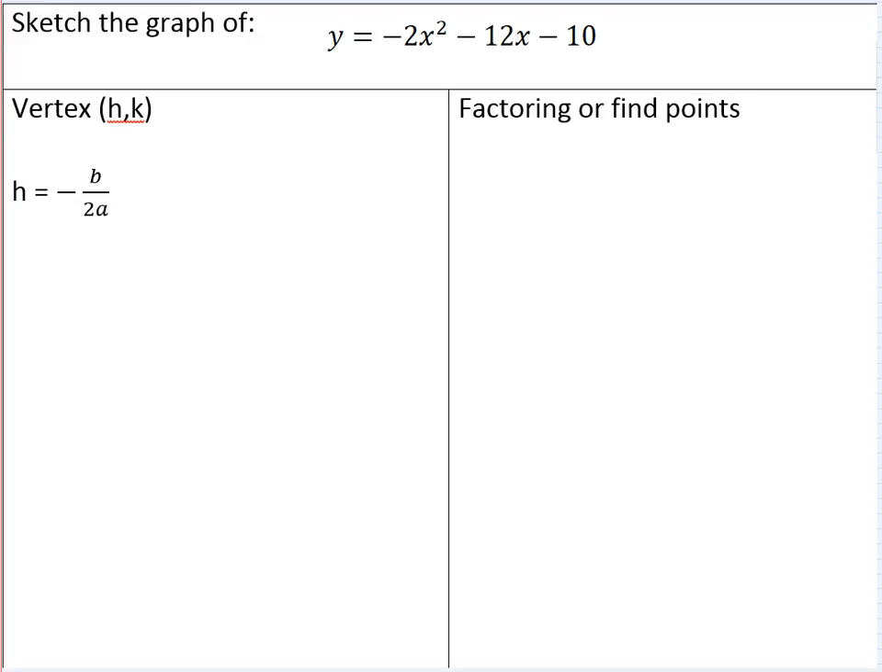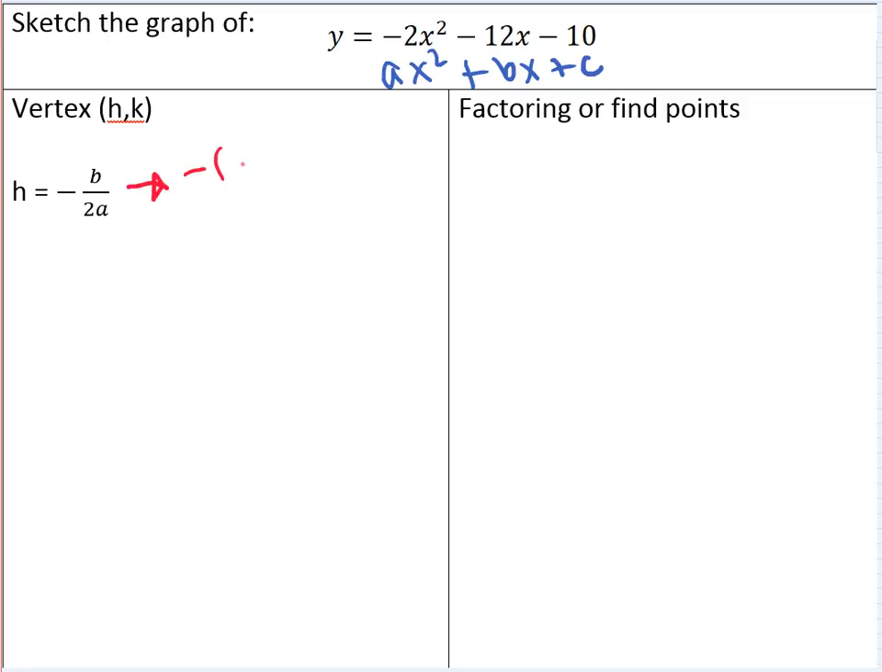Let's take a look at graphing negative 2x squared minus 12x minus 10. I like to label all my problems ax squared plus bx plus c. It helps me identify a, b, and c, so I can use it to find my vertex. So let's set this up.